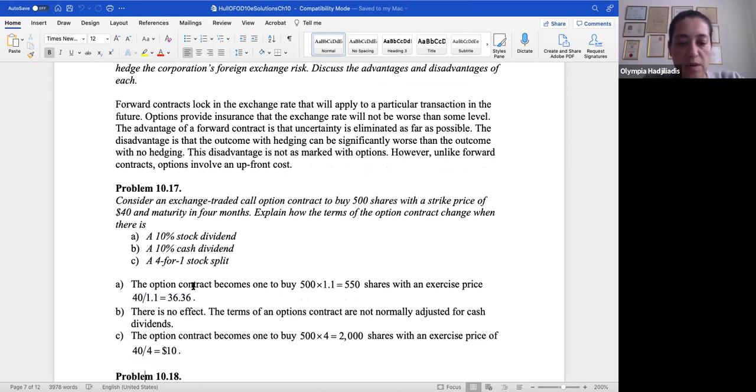So the option contract becomes one to buy 500 times 1.1, 550 shares with an exercise price of 40 divided by 1.1, so 1 plus 10%, which is 36.36. For a 10% cash dividend, there is no effect. The terms of an options contract are not normally adjusted for cash dividends. When there is a 4-for-1 split, the option contract becomes one to buy 500 times 4, 2,000 shares with an exercise price of 40/4, which is $10.